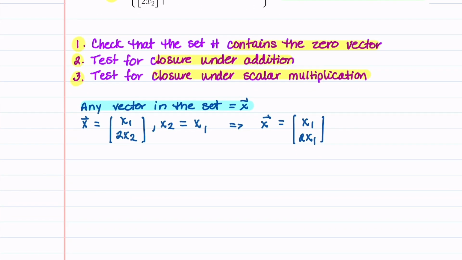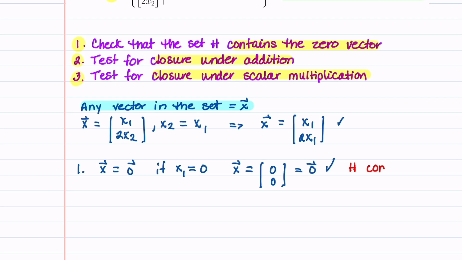Let's begin by checking that our set H contains the 0 vector. So we're going to check if our vector x is equal to 0. Looking at this form of our vector x, we can see that vector x is going to be equal to the 0 vector if x1 is equal to 0. So if we plug in x1 equals 0, we get that x is equal to 0, 0, which is the 0 vector. So let's write down that our set H contains the 0 vector.